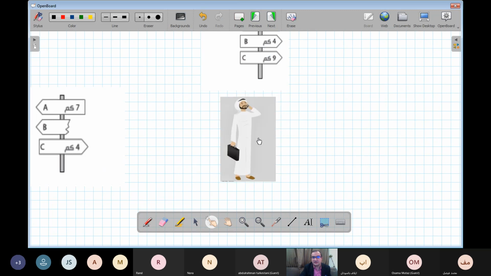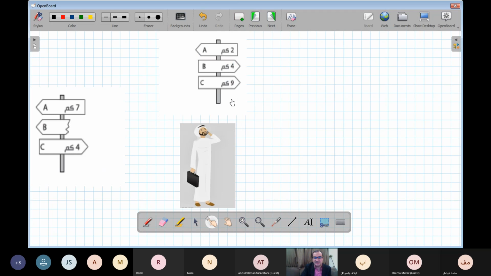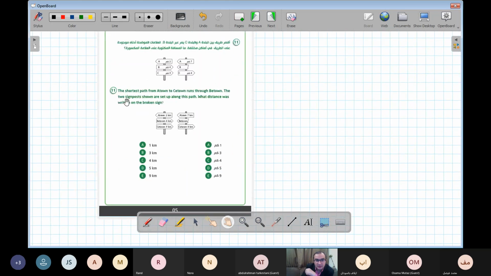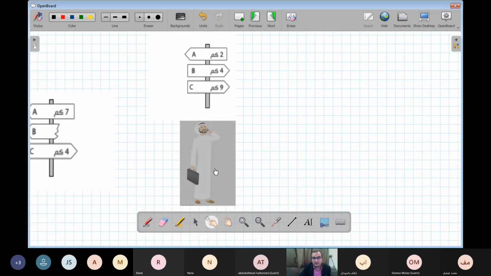Okay, you are here. This is the first one. You are here and you see this signpost. Because we're going to repeat. Two signposts are set up, not in the same place, but in different places. So if you are here and see this post, what does it mean?